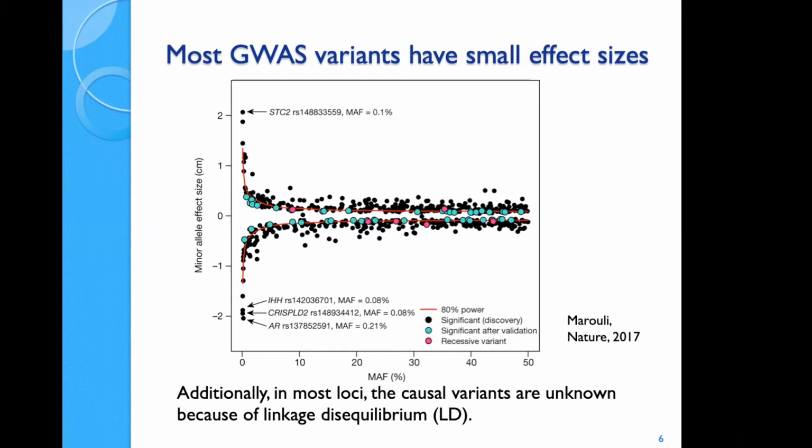Another challenge of GWAS is that in most loci, the causal variant is unknown because of linkage disequilibrium. That's the point I made in the previous slide. And because you don't know the causal variant, often you don't know what the genes are that are disrupted by the variants. That makes it difficult to identify, say, the drug targets.